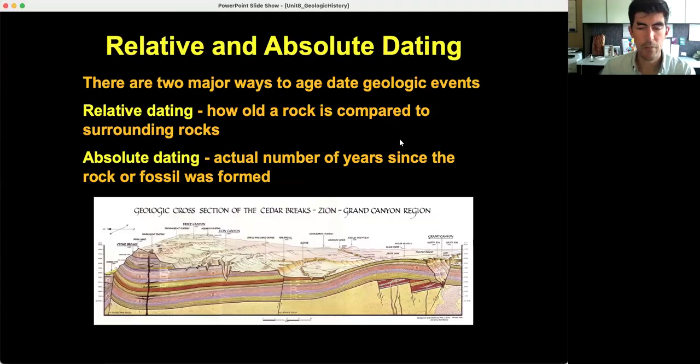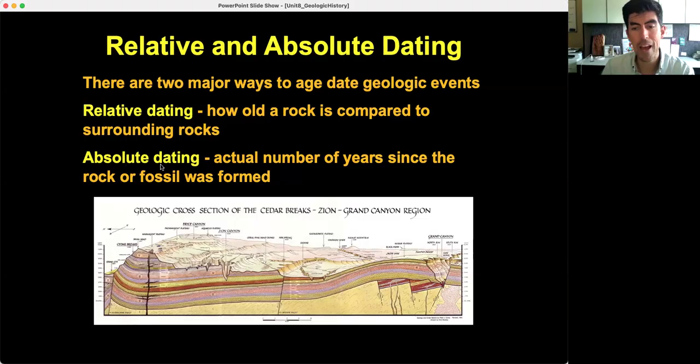So to do this, we need to familiarize ourselves with one of two different styles or methods of dating. There are two ways in which geologists determine the geologic order of events, the first of which is relative dating. This is how old a rock is compared to the surrounding rocks. Are the rocks younger or older compared to the surrounding rocks?